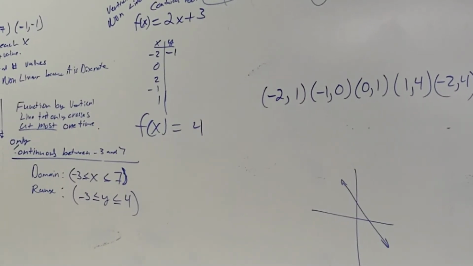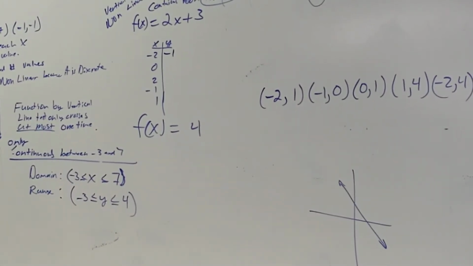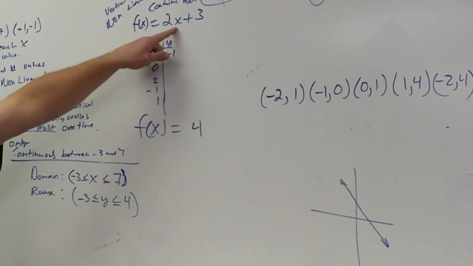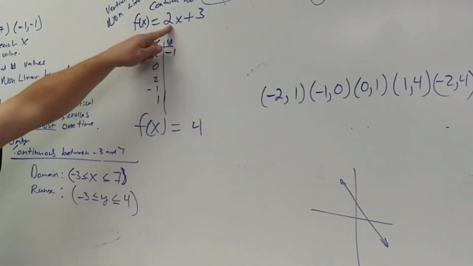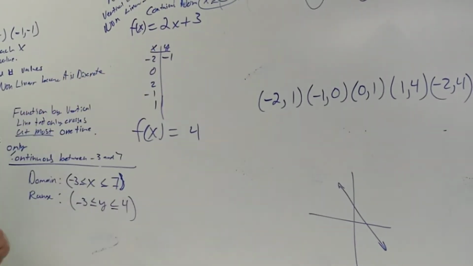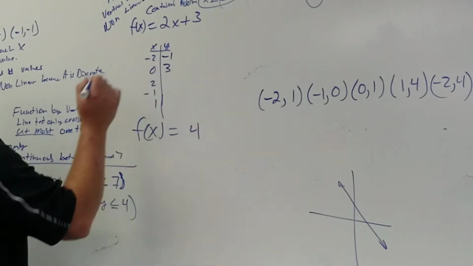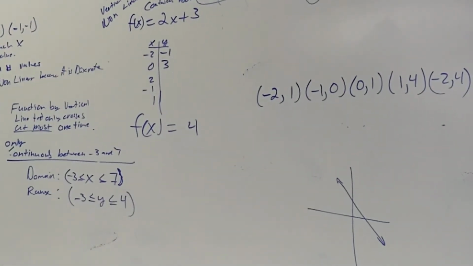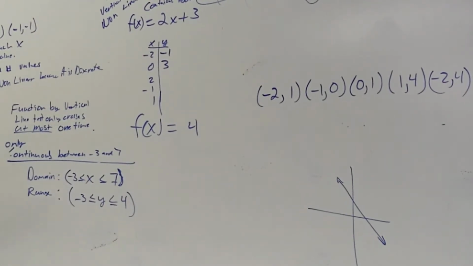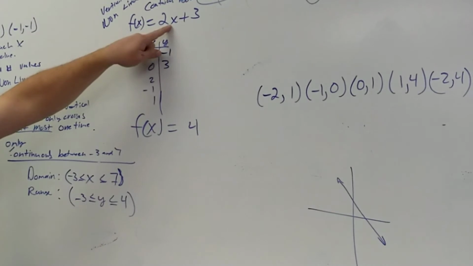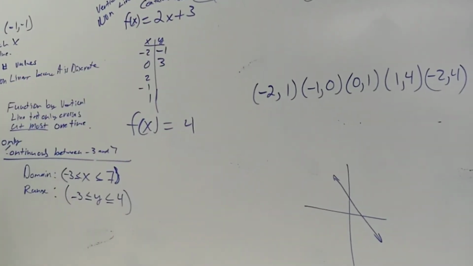Okay, how about 0? What would that give me? So I'm going to put in a 0 for x. What's 0 times 2, Gannon? 0 plus 3, 3. So my answer there is 0 is 3. Okay? 2. Briley, put in 2 for me. So put in 2 for the x. 2 times 2 is? 4. Plus 3 is? 7.